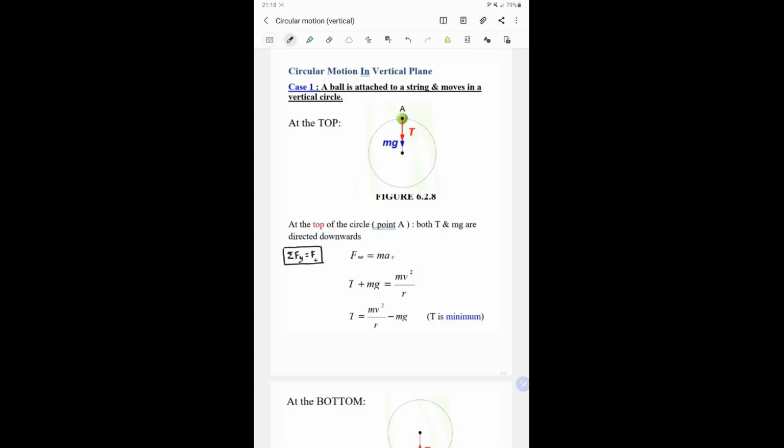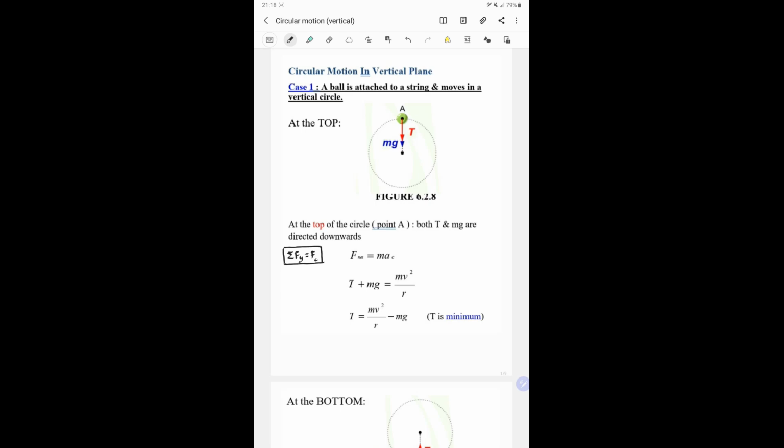Assalamualaikum and salam sejahtera. Let's continue our lesson with the next subtopic. Let's discuss circular motion in a vertical plane. As we know, there are many different cases of circular motion in a vertical plane, involving a ball attached to a string, a roller coaster, or a Ferris wheel. By giving different situations, of course, the equation is also different.